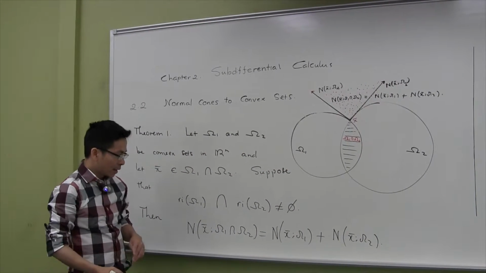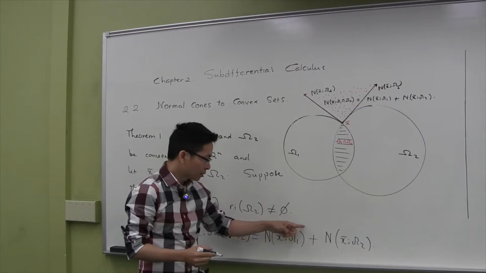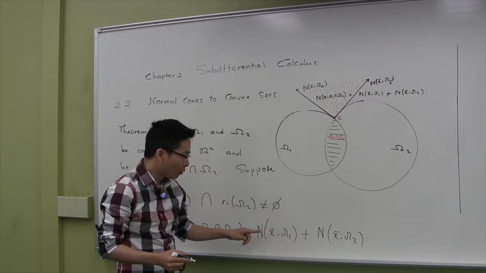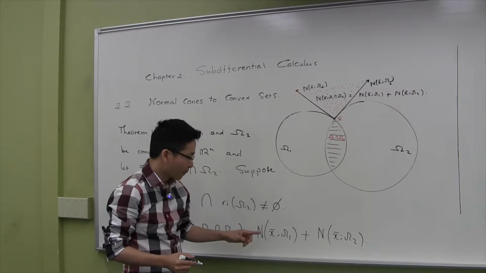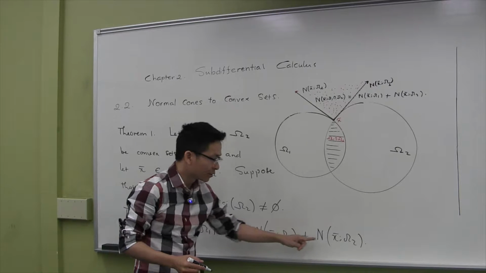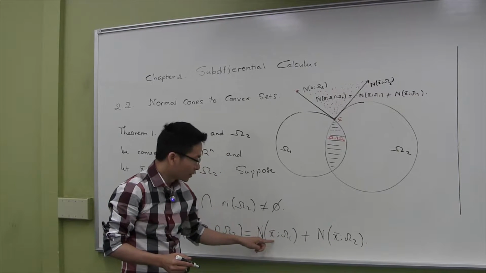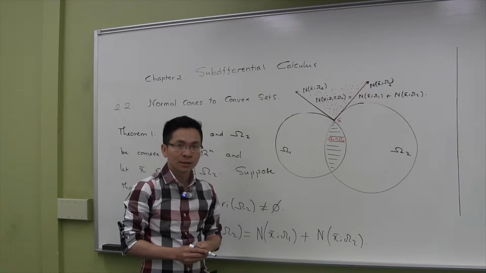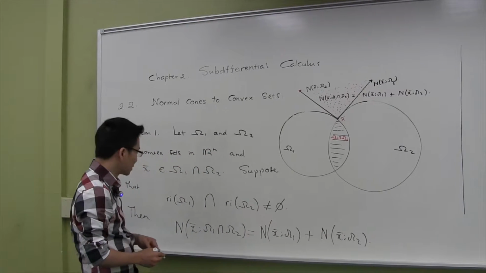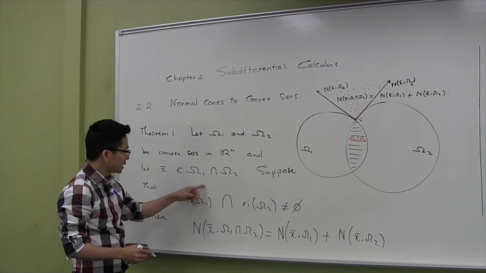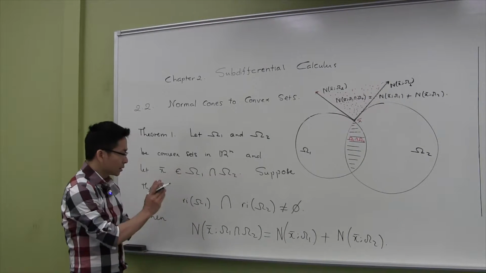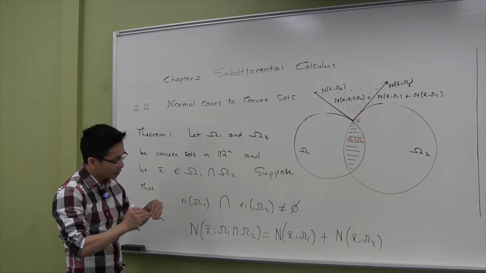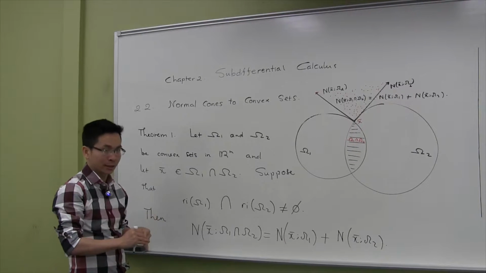Okay, and recall that the sum of two sets consists of all elements of the form v1 plus v2, where v1 belongs to the first set and v2 belongs to the second set. Now, this condition means that two sets omega 1 and omega 2 intersect each other significantly.